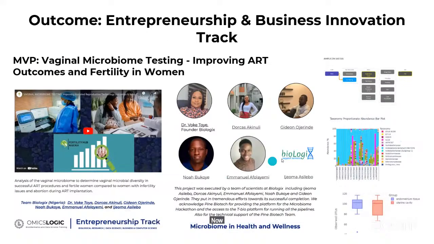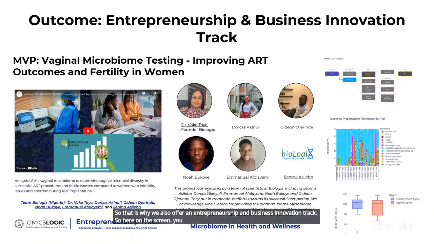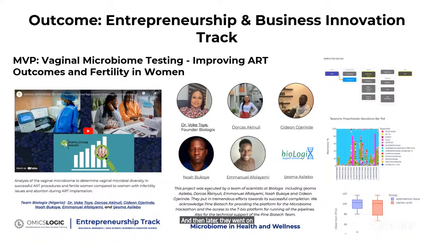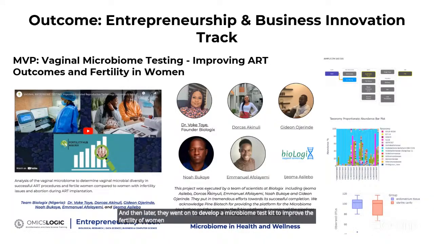Now, we also get a lot of interest from participants who want to combine science and business. So that is why we also offer an entrepreneurship and business innovation track. So here on the screen, you can see a team of industrial researchers from Nigeria who completed their initial metagenomics training, and then later they went on to develop a microbiome test kit to improve the fertility of women in Nigeria. So all of these projects are also available on our portal.